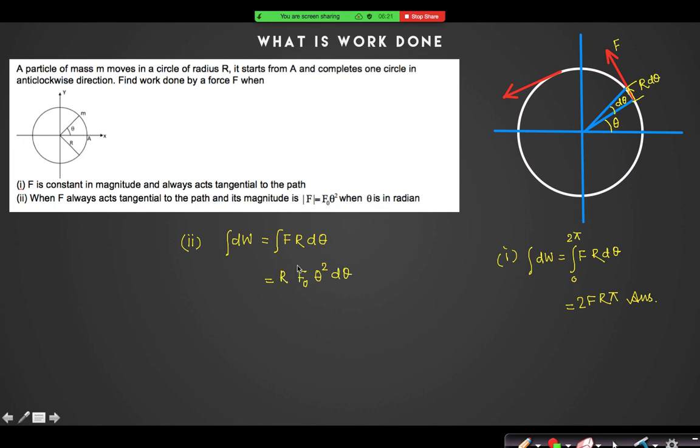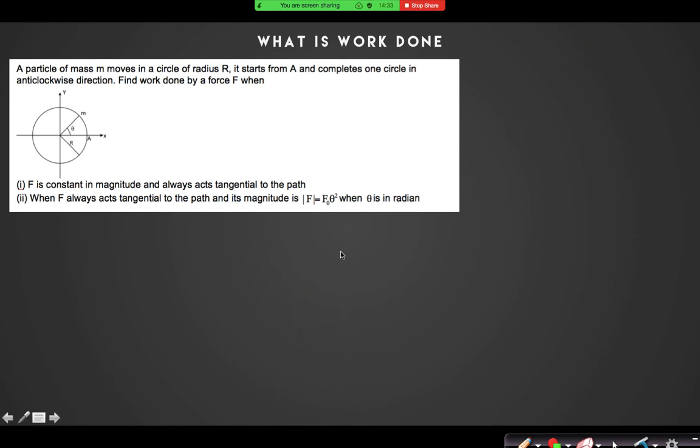R you can take out. F naught is a constant. Yes, sir. So F naught and R you can take outside, and now theta will vary from 0 to 2 pi. Theta cube by 3. So 2 pi cube by 3. So 8 pi cube by 3. So 8 pi cube divided by 3 into F naught R. That should be the answer for the second question.